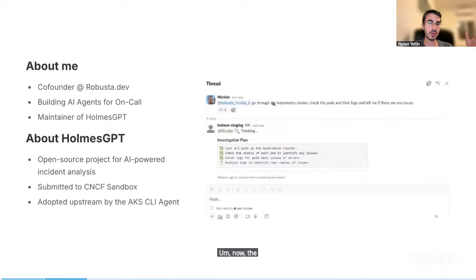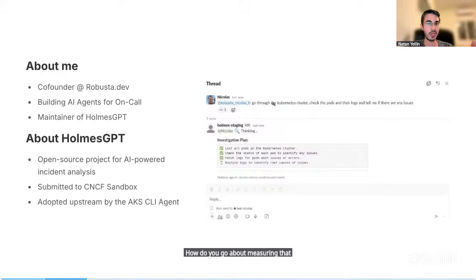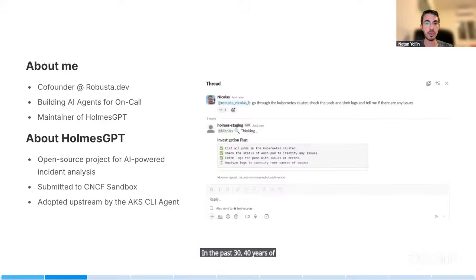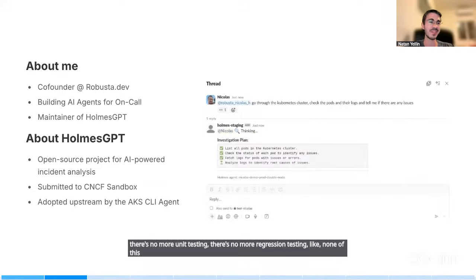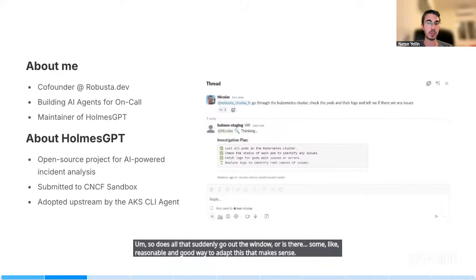Now, the goal of today's talk, and the big challenge we faced along with everyone else in the space, is how do you go about measuring that and building reliable software? Does everything that we've learned in the past 30, 40 years of building software suddenly go out the window and become irrelevant? Is there no more CI/CD, no more unit testing, no more regression testing, none of this is relevant? Or is there some reasonable and good way to adapt this that makes sense? So I'm going to speak today from our experience.